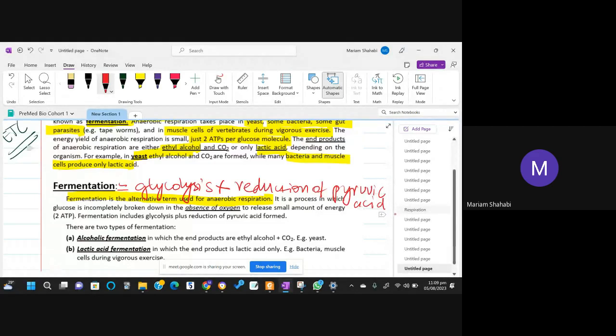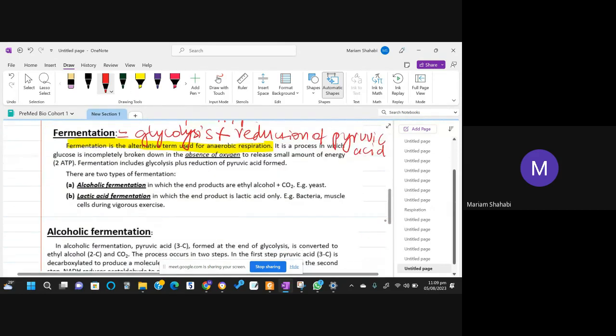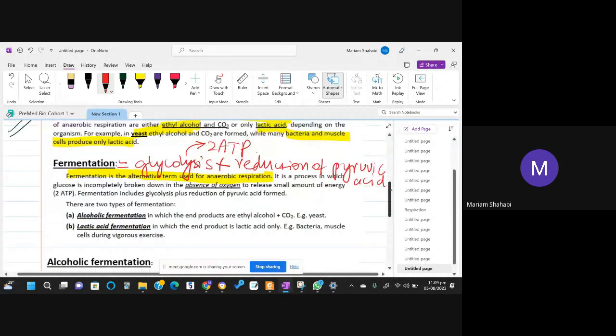ठीक है. So glycolysis plus the reduction of pyruvic acid is fermentation. ठीक है. और जो आपके पास 2 ATPs बन रहे हैं ना इसमें, वो आए ही glycolysis से हैं. ये सिर्फ glycolysis से ही आएंगे. Reduction of pyruvic acid. ठीक है.